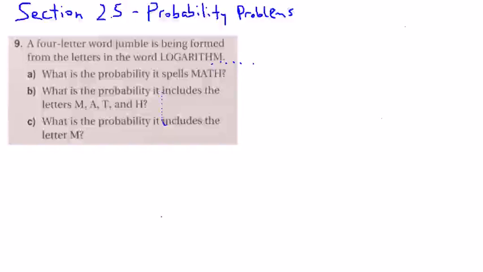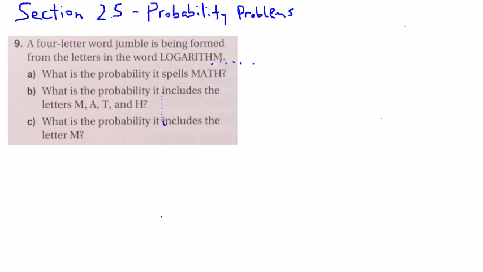Hello, ladies and gentlemen. I'm going to take up a solution for question 9, section 2.5. This is the section about solving probability problems using permutations. So let's see now. Before I begin, I'm just going to talk about the question here. A four-letter word jumble is being formed from the letters in the word logarithm.